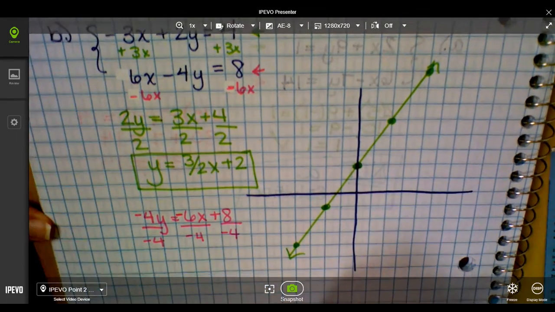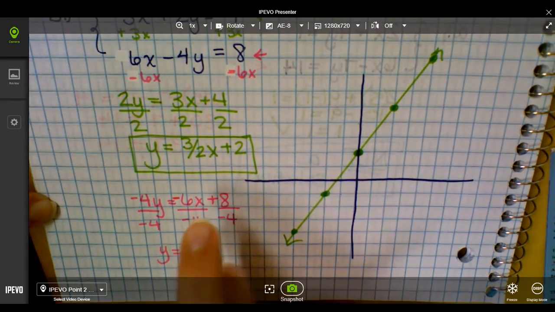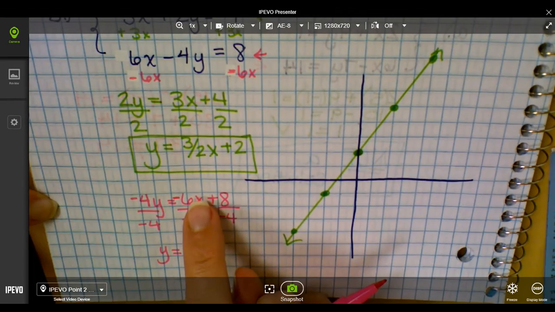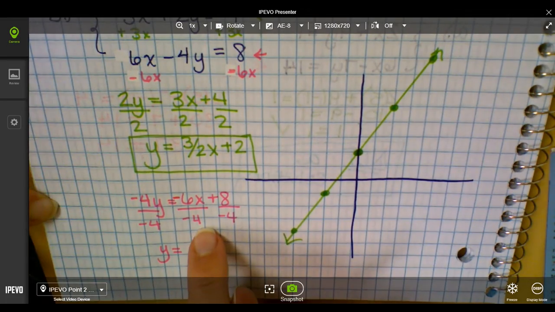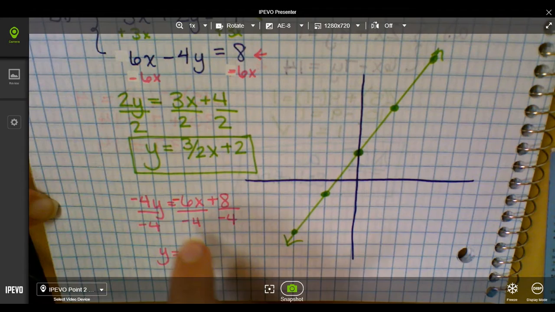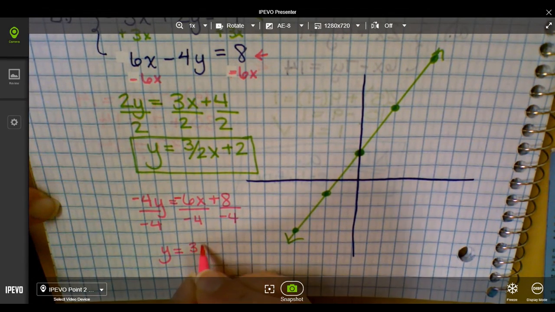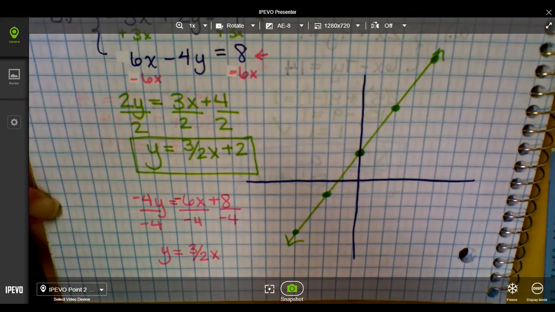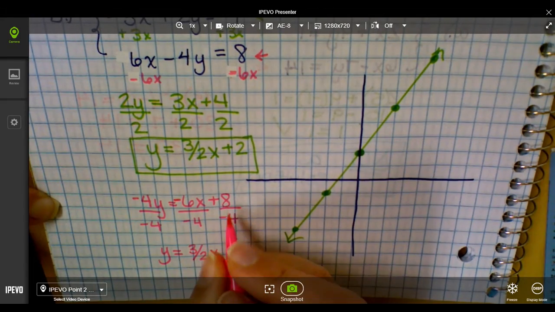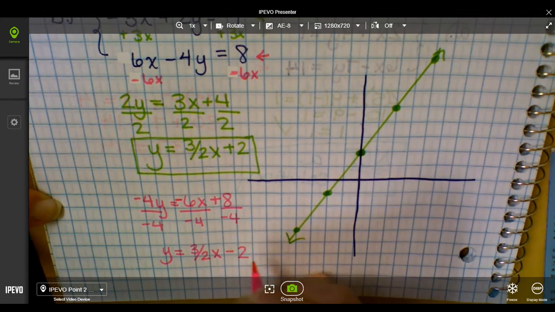Okay, so now, if this guy is negative, I'm going to have y equals. So now I have a -6 over -4, which a negative over a negative is going to be positive, and you'll see why I did that in a second. And then 6 over 4, I can simplify into 3 over 2. I can divide both of those by 2. So I have positive 3 over 2x again. And then positive 8 divided by -4 is now -2.